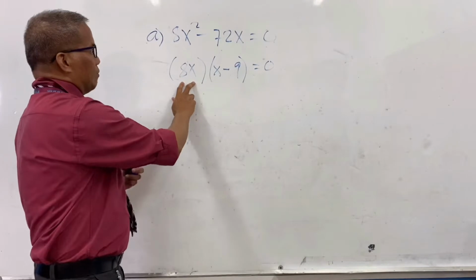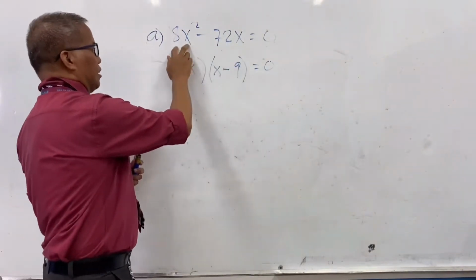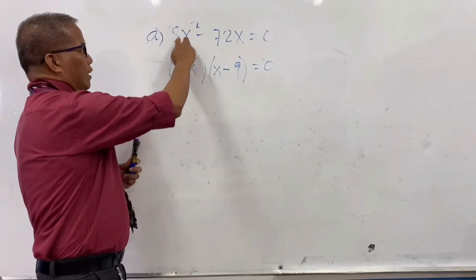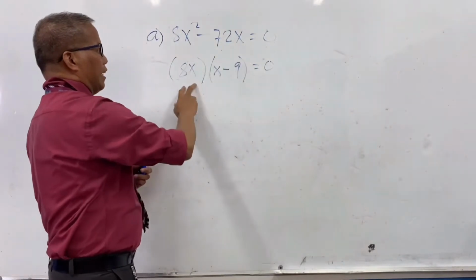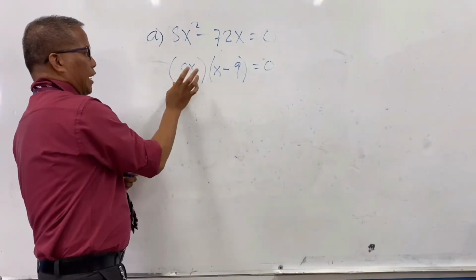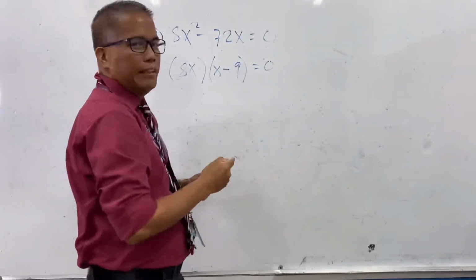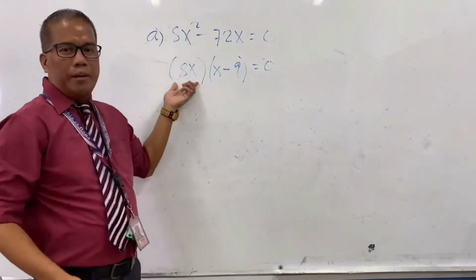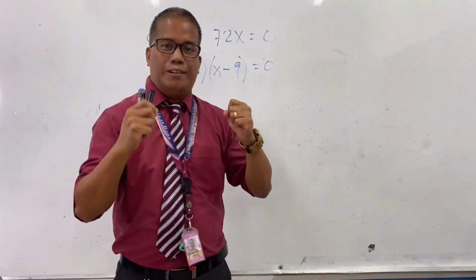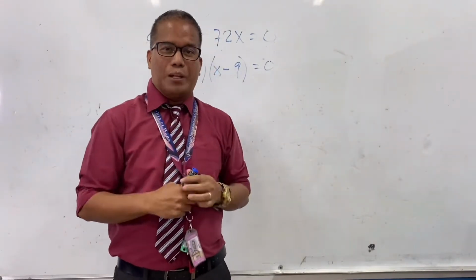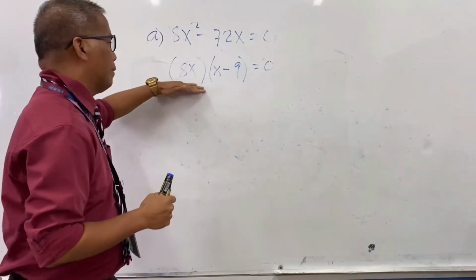So why 8x? Because the common factor of these terms, 8x squared and 72x, is 8x. So we just write it as one factor here, and the other factor will be x minus 9. So why do we have only one term here? Because the given quadratic equation is an incomplete quadratic equation. That's why we have only one factor here.